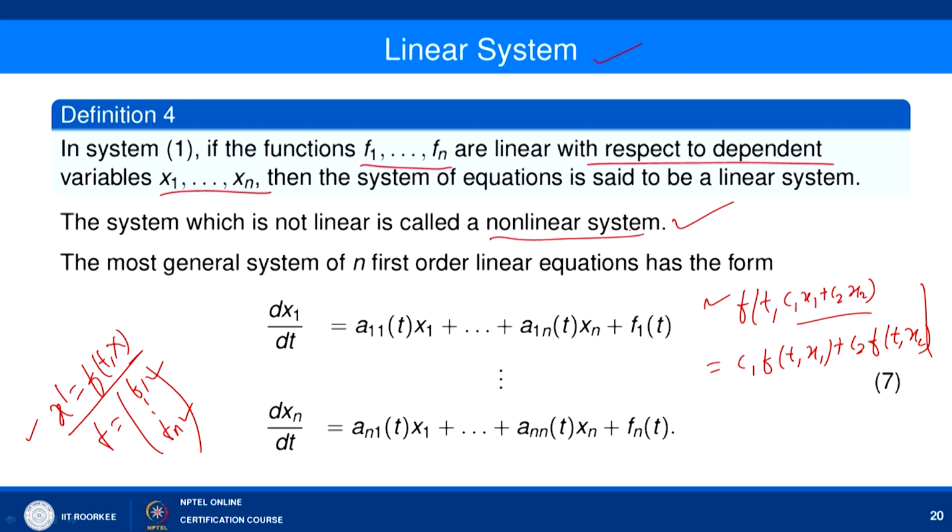And we can check that the most general system of n first order linear equations has the following form: dx1 by dt equal to a11 t x1 plus a12 t x2 plus so on up to a1n t xn plus f1 t, and similarly the nth equation dxn by dt equal to an1 t x1 plus an2 t x2 and so on up to ann t xn plus fn t. So, this is the most general system of n first order linear differential equations, and it is given by equation number 7 here.